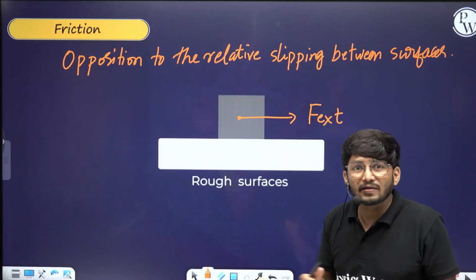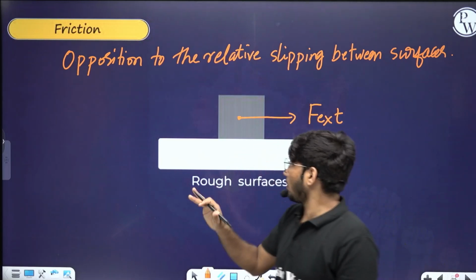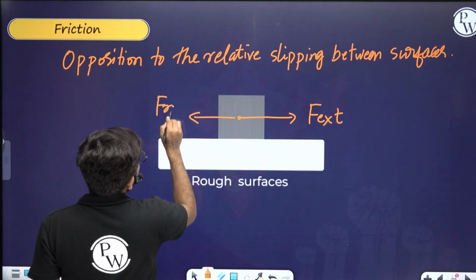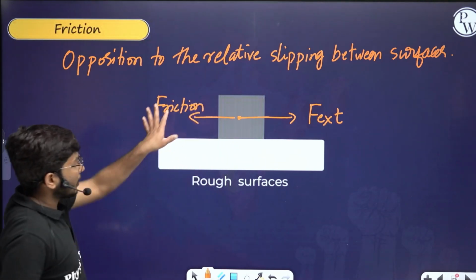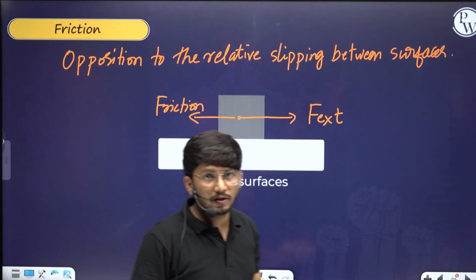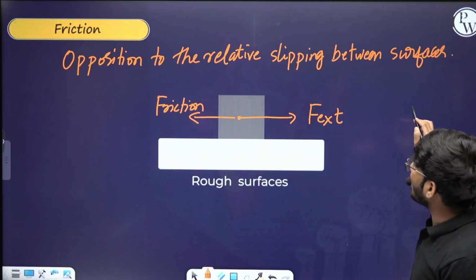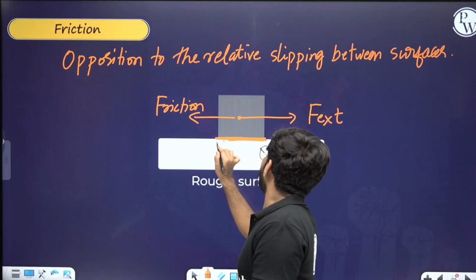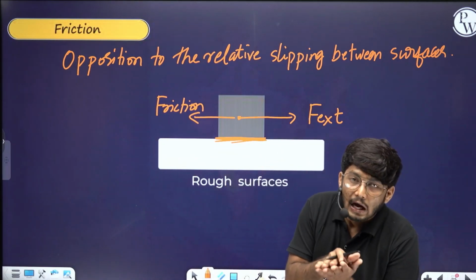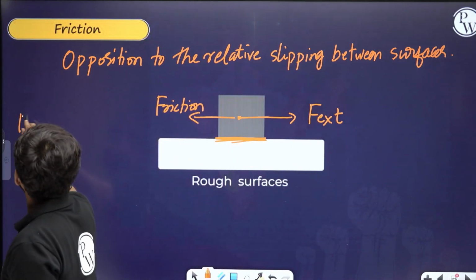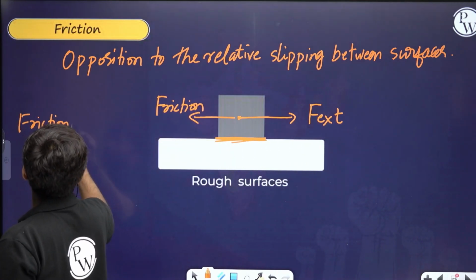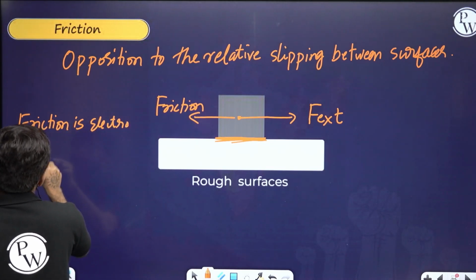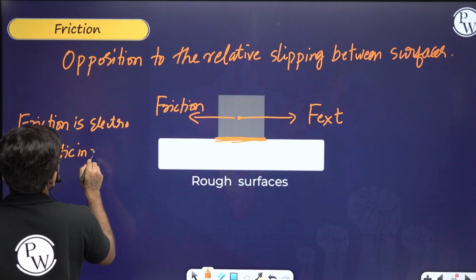So there has to be somebody who is opposing this motion, right? So that force is what we call friction. This is a force. This force is electromagnetic in nature. The origin of friction is the electromagnetic interaction between the two surfaces in contact.